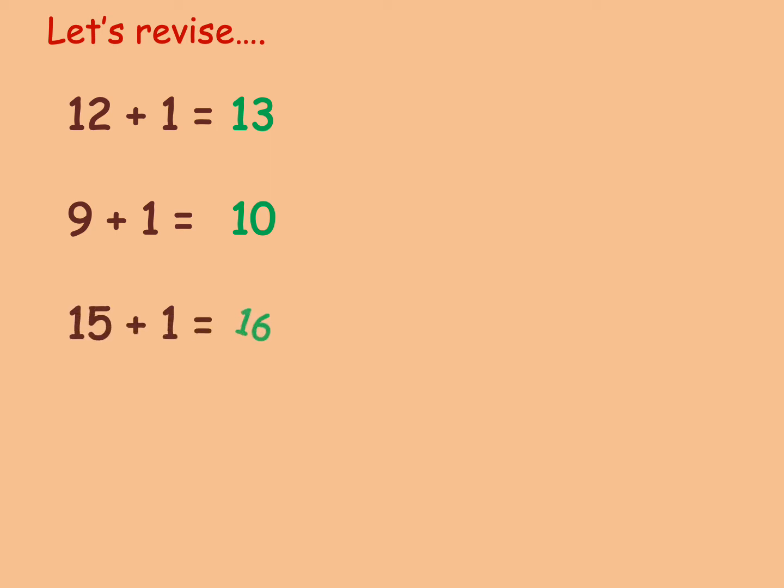Let's revise the property with examples. 12 plus 1 is 13. Here, 13 is the successor of 12. 9 plus 1 is 10. 10 is the successor of 9. 15 plus 1 is 16. Successor of 15 is 16. 2 plus 1 is 3. 3 is the successor of 2. 1 plus 1 is 2. 2 is the successor of 1.